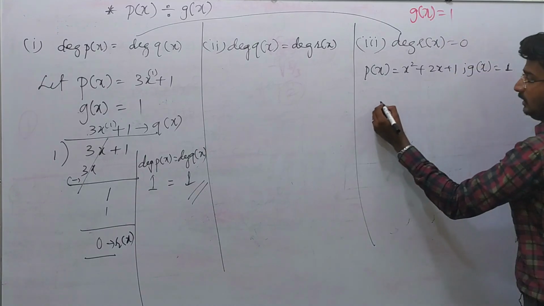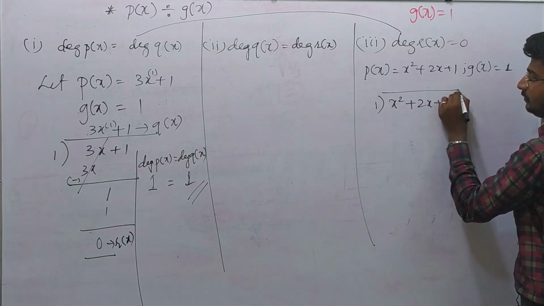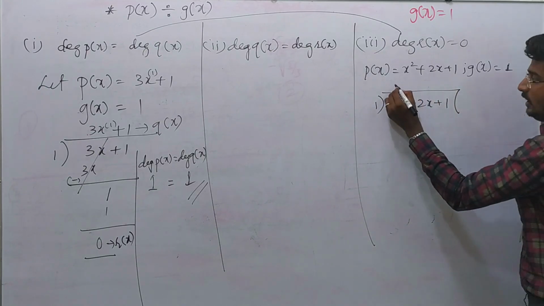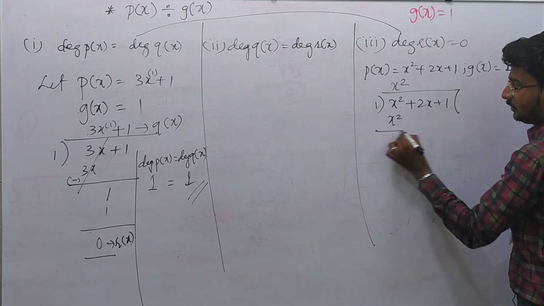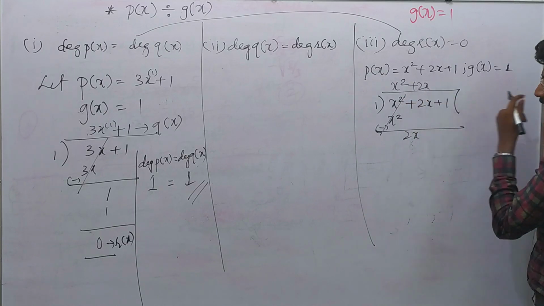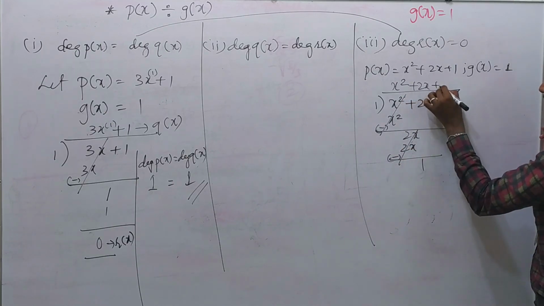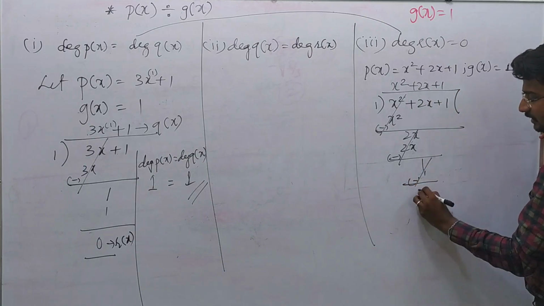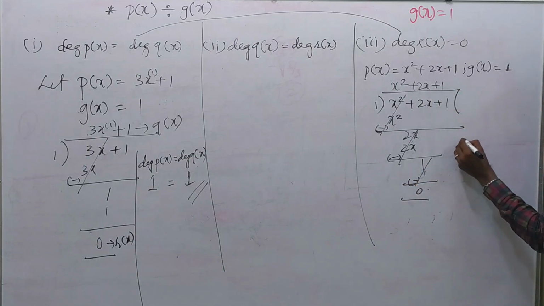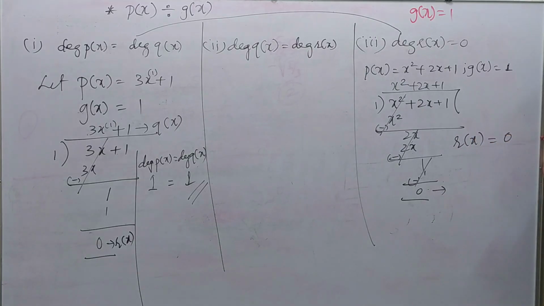Okay, so let me apply the long division method now. x square plus 2x plus 1. 1 into x square, so this will be x square, minus sign, cancel. 2x, again I will multiply with the 2x. This will be 2x, minus sign, cancel. 1, again plus 1, minus sign, cancel, 0. Now what is the r of x value? It is 0.